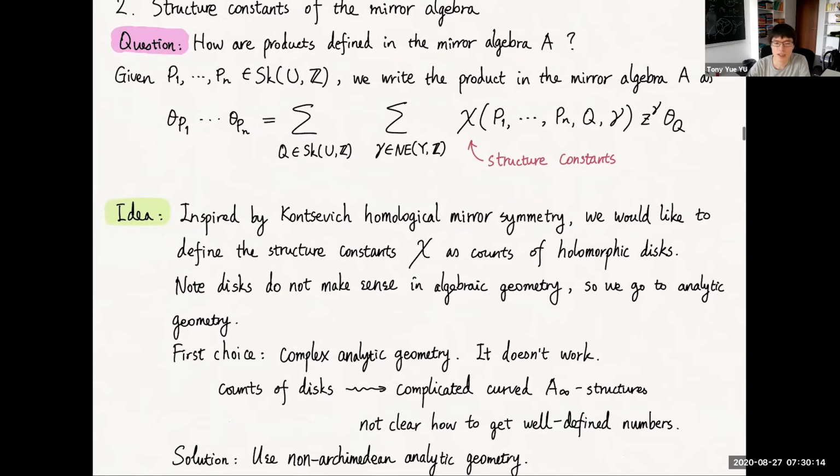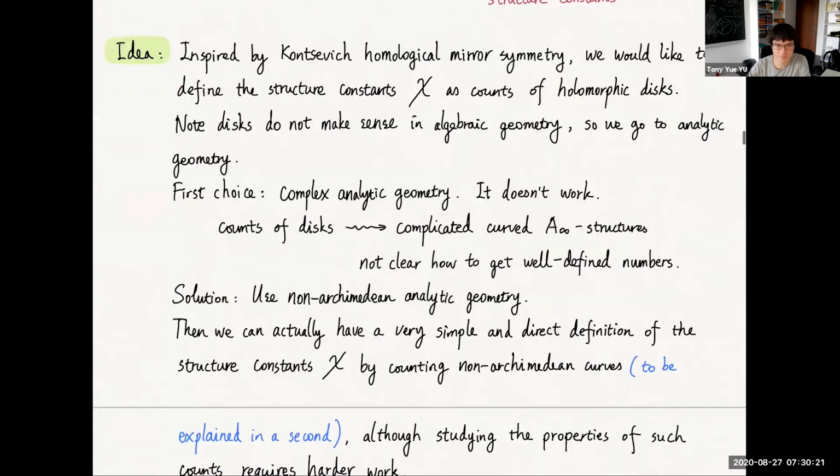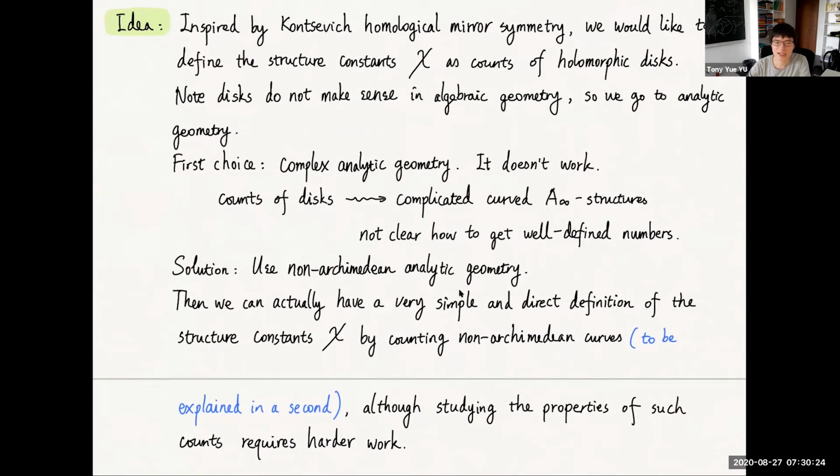And our solution is to use non-Archimedean analytic geometry. If we use non-Archimedean analytic geometry, then we can actually have a very simple and direct definition of the structure constants chi by counting non-Archimedean curves. I will explain in a second. Although studying the properties of such counts requires harder work. To define them, it's pretty direct, and proving the properties is a bit more complicated. So now let me explain how non-Archimedean geometry comes into play.